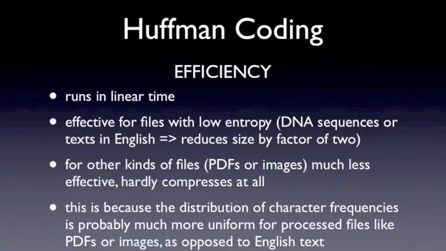Huffman coding runs in linear time, but it's most efficient and most effective for files with low entropy, essentially files that are written in English. Other kinds of files like PDFs or images are much less effective to compress.